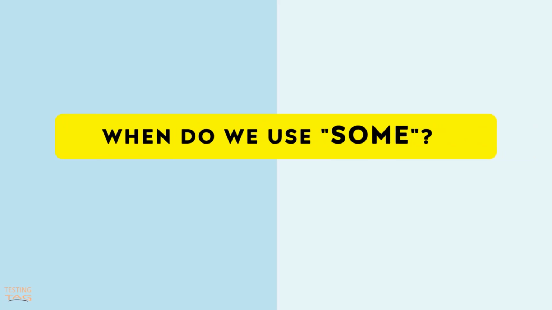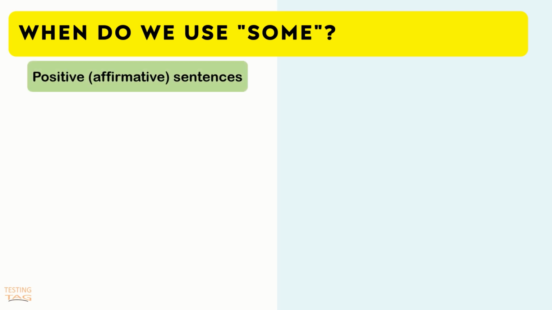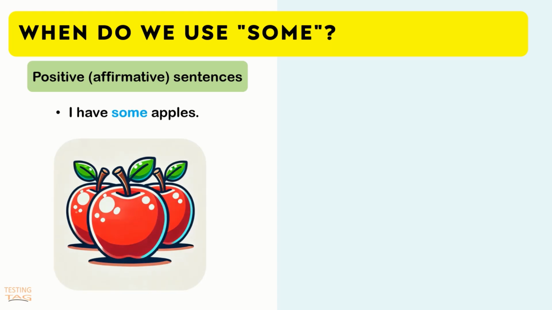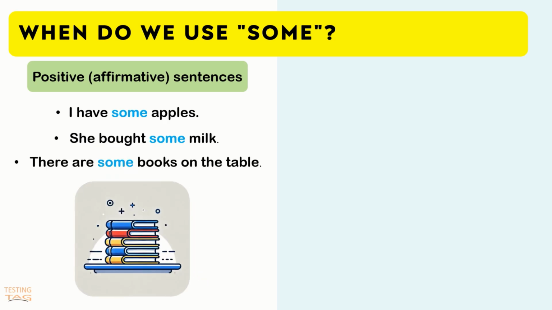We use some when we talk about a small amount of something, but we don't say the exact number or quantity. It is used in two scenarios. First, with positive or affirmative sentences. I have some apples. I am not saying how many I have, but I have more than one apple. She bought some milk. Here, some tells us there is a certain amount of milk, but we don't know how much exactly. There are some books on the table.